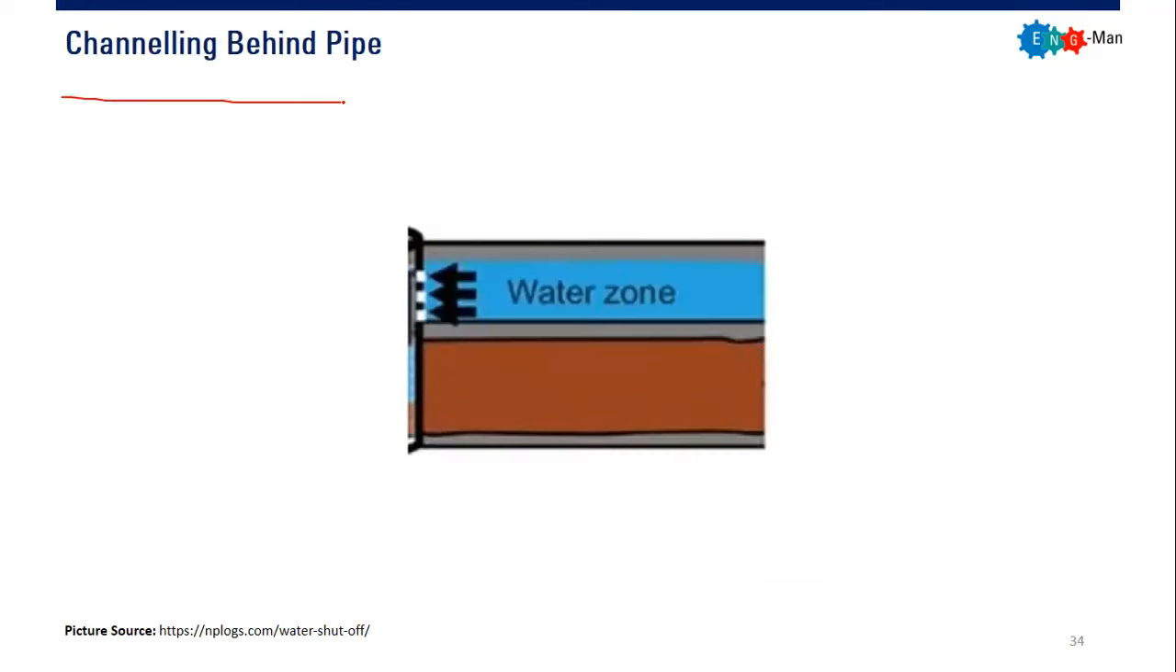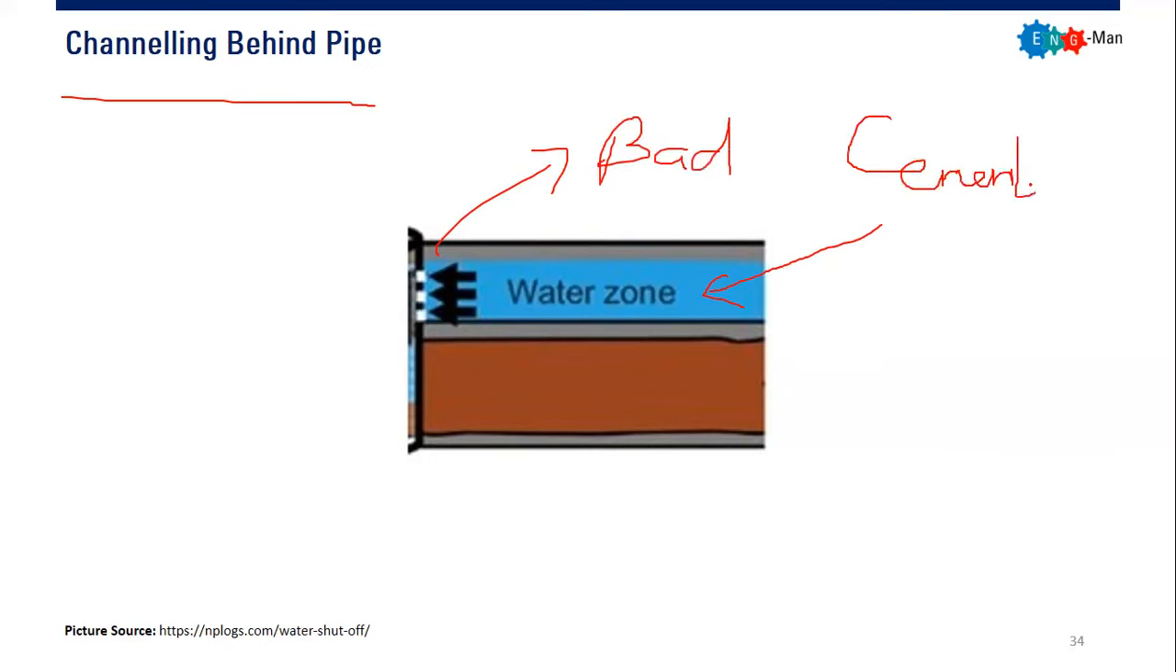And yep, channeling behind pipe. Okay, so when we are talking about channeling behind pipe, first we have a water zone there, and we have bad cement. Sorry for my writing. So the water will go through the leaks of the cement, through the micro channels across the cement, and it will flow towards your perforation. It will flow towards your completion.